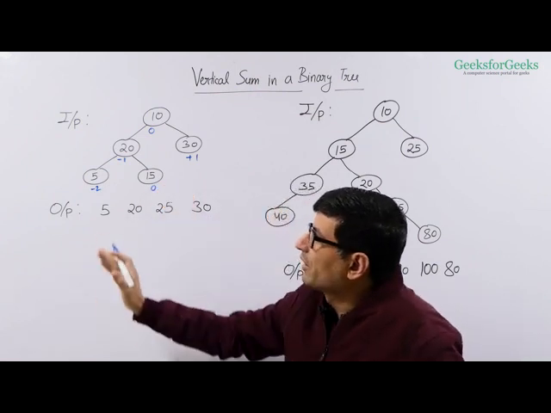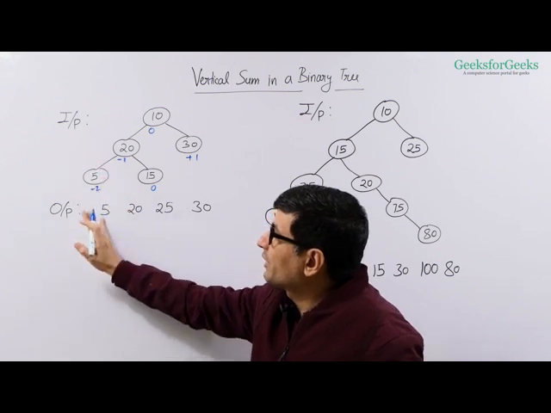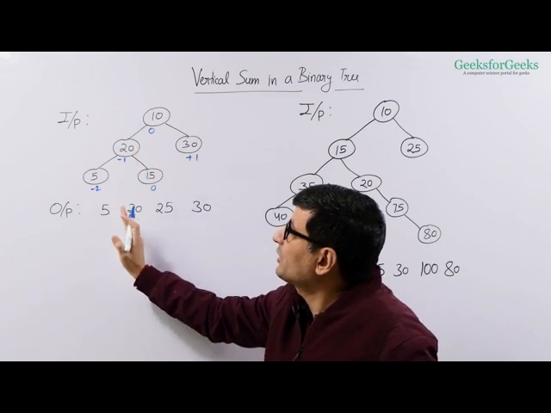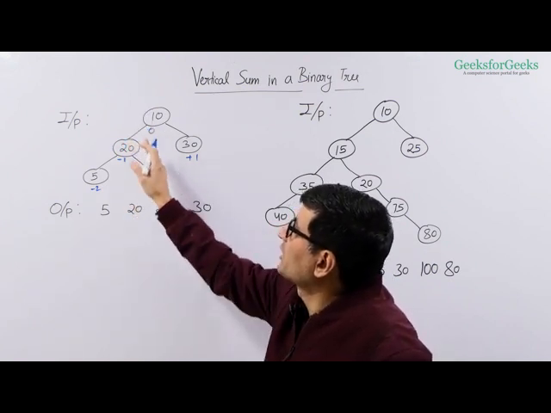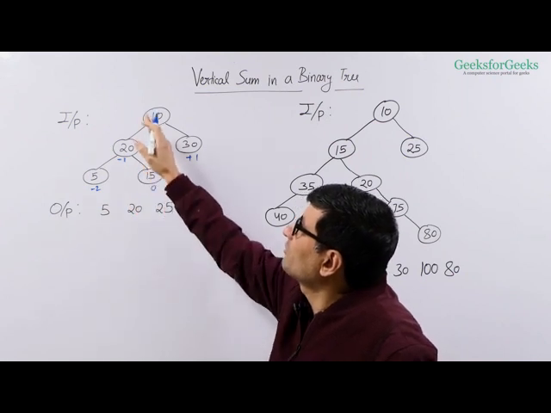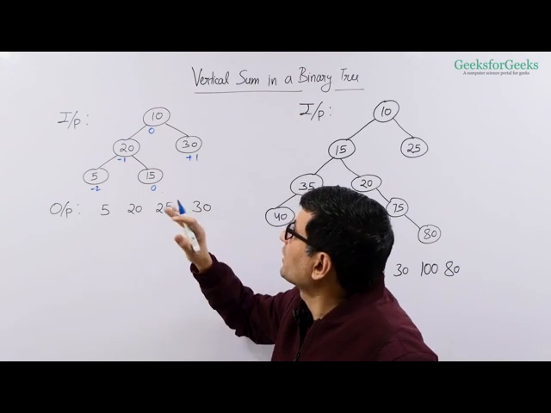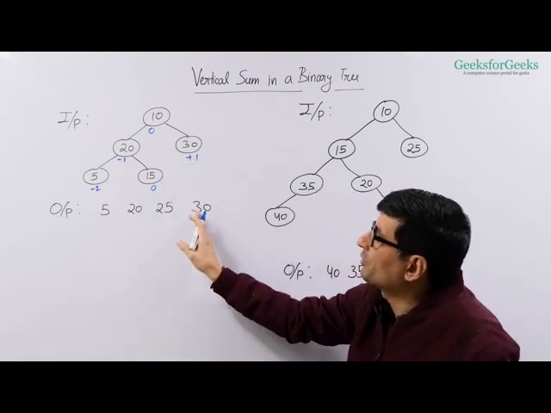So we have only one node at horizontal distance minus 2, that is why we have 5 first. Then we have only one node at horizontal distance minus 1, that is why we have 20. We have two nodes at horizontal distance 0, so our sum for this particular vertical line is 10 plus 15, 25. And we have only one node at horizontal distance plus 1, so we have 30.